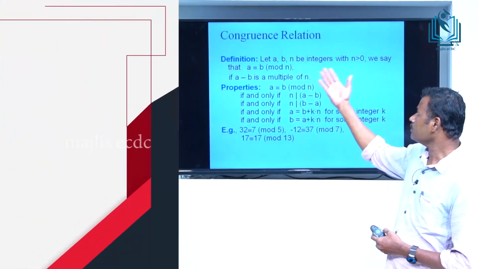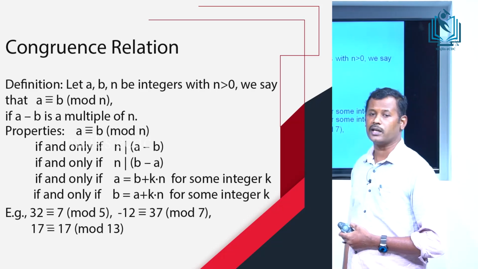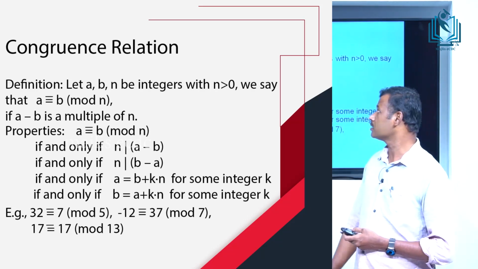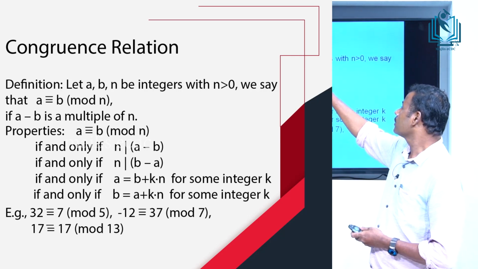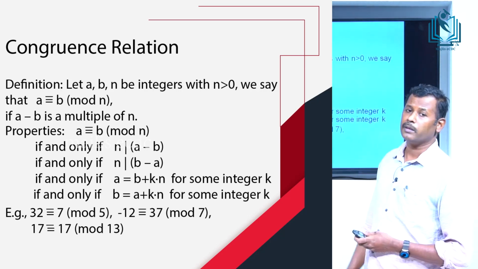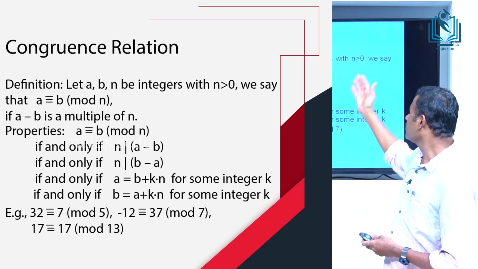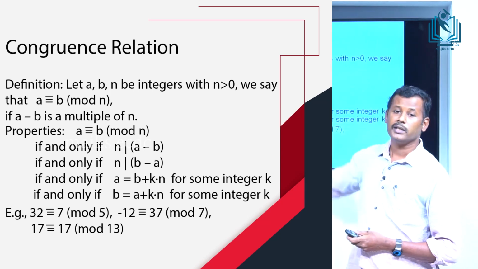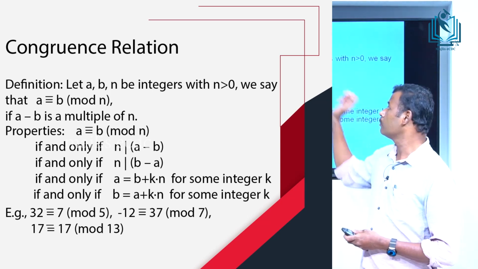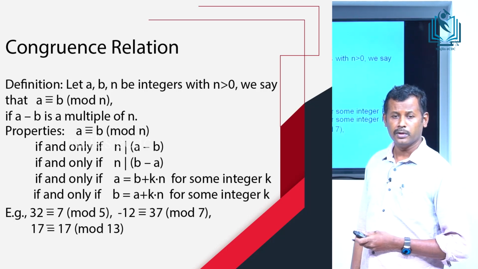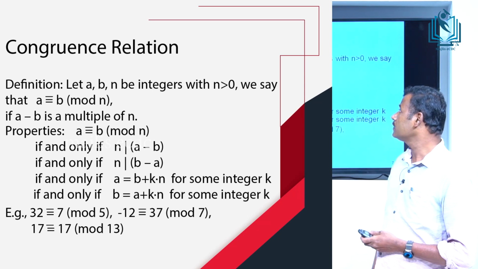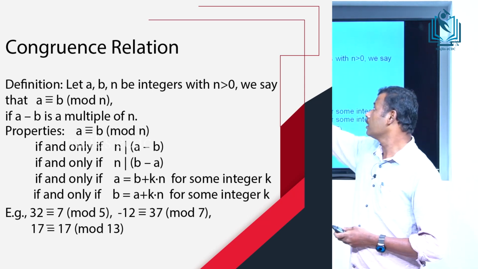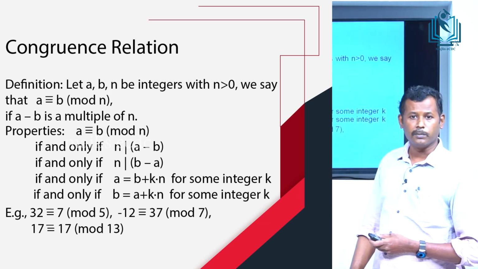Next, congruence relation. Definition: let a, b, n be integers with n greater than 0. We say that a is congruent to b mod n if a minus b is a multiple of n.